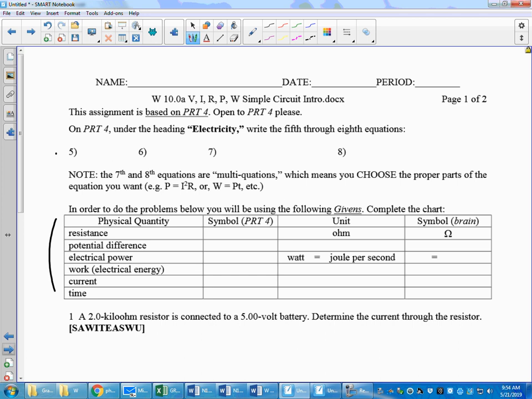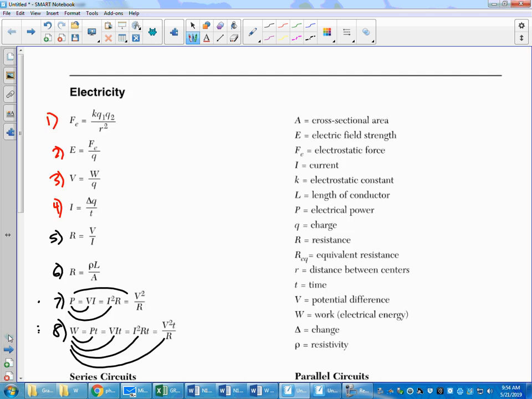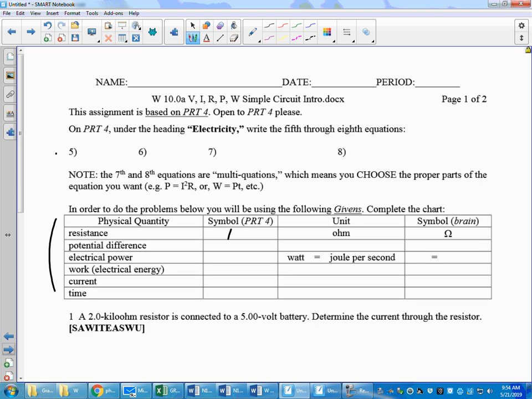So one of the things you'll do, you'll write in the equations here, and then you'll write the physical quantity symbol. The symbols are here. For example, the first one was resistance. So you find the word resistance, you see the symbol is R, and of course you put an R there. The reason we're doing this is when we set up our givens, you're going to use the symbols. Resistance has a unit ohm. There's a symbol for the ohm. The others you have done.